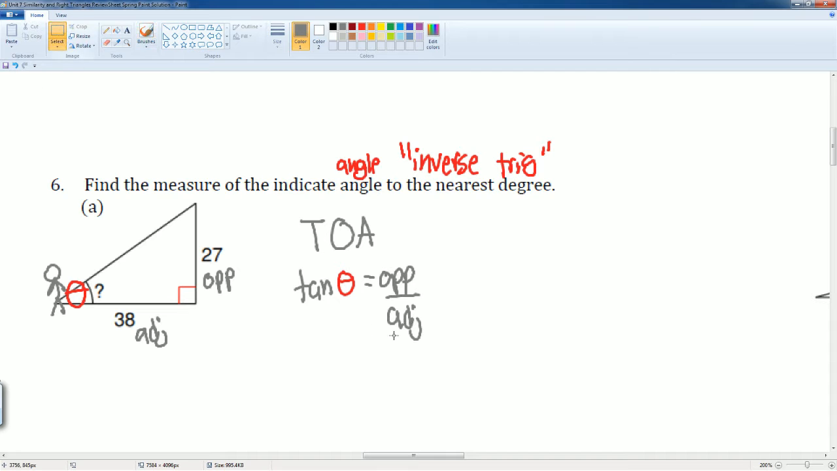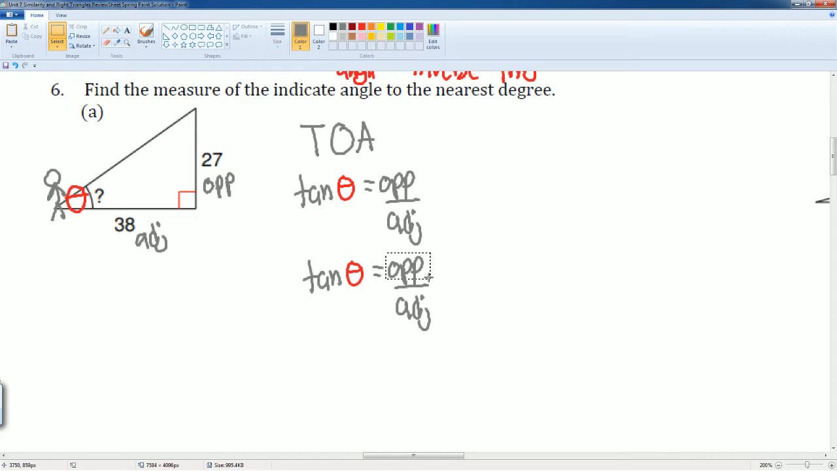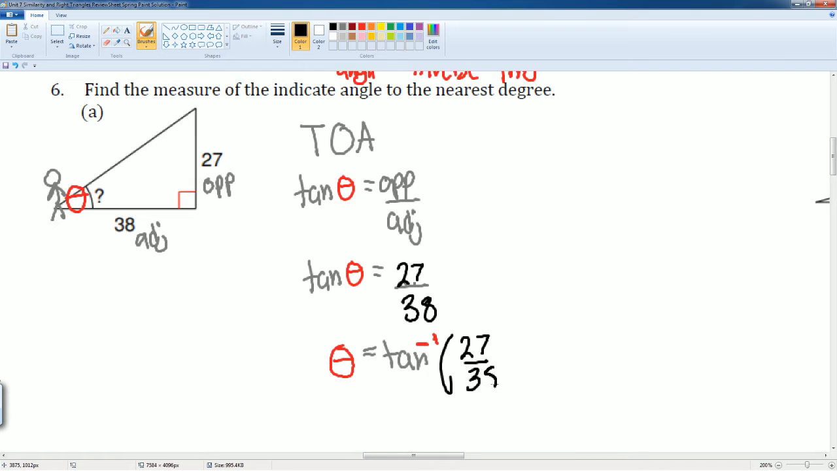Now we can plug it in. Your opposite was your 27 and your adjacent is the value of 38. To solve for theta, we use the inverse. So theta is now equal to tan inverse, or tan to the -1, parentheses 27 divided by 38.